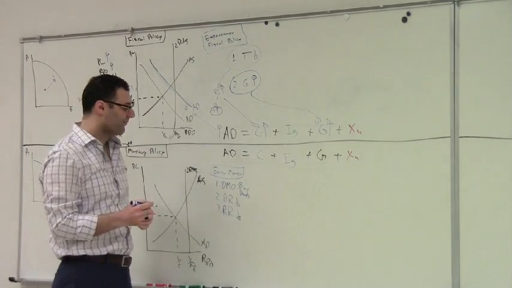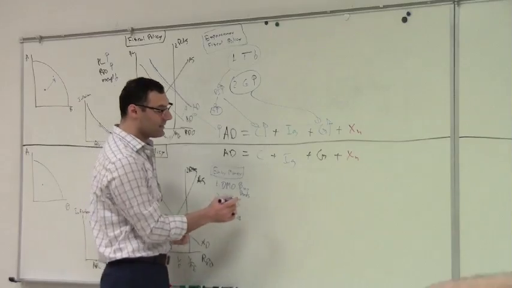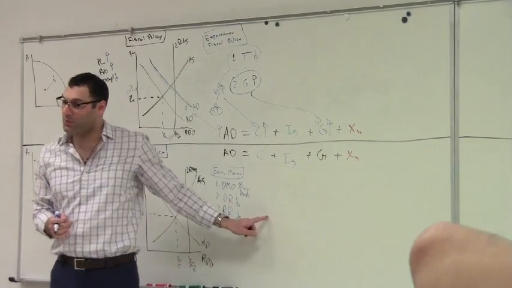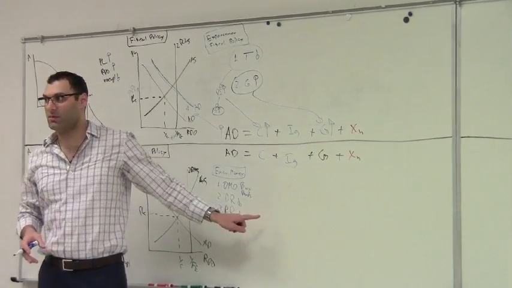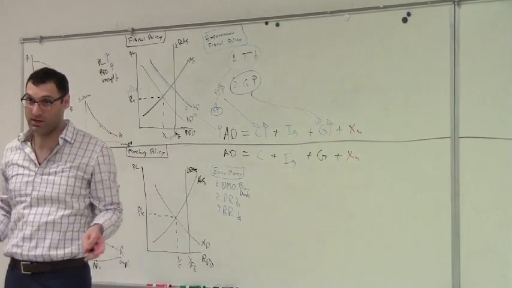Okay. All right. So what is this going to affect? Which graph are we going to go to? Money market. Excellent. Money market is the market for all the money in the economy.